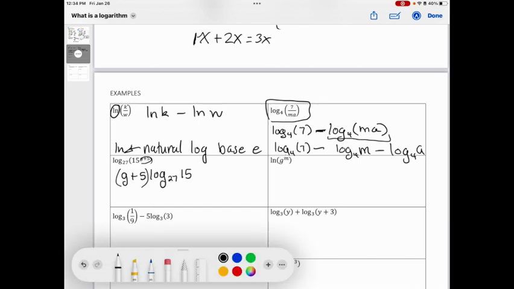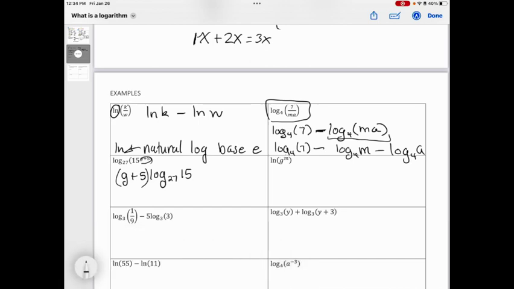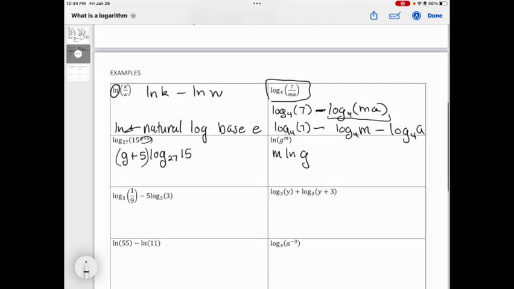All right, this next one is really easy compared to what we just did. For this one, we have the natural log of g raised to the power of m. Using the power rule, I can just bring that m right down in front. So my answer would be m times the natural log of g.